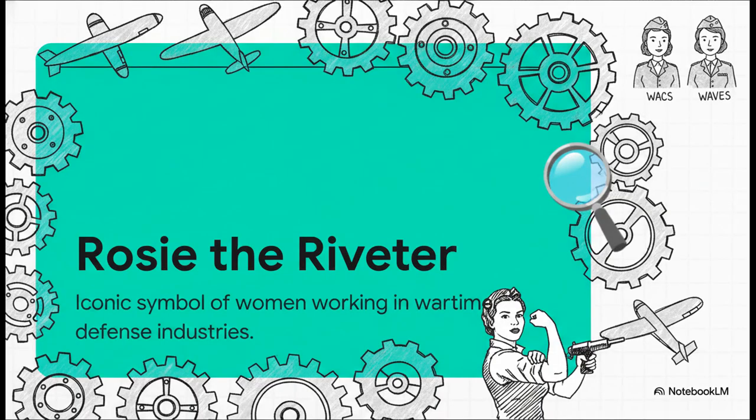The war also completely redefined the role of women in American society. Think of the iconic symbol of Rosie the Riveter. She represents the massive wave of women who stepped out of traditional roles and directly into the heavy industrial workforce to build airplanes and munitions. And beyond the factories, women were also serving in uniform in special military units like the WASPs and the WAVES.